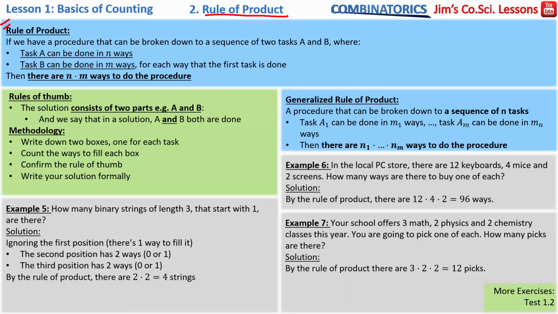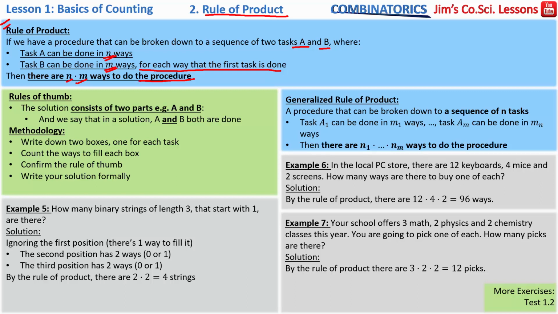The rule of product says that if we have a procedure that can be broken down to a sequence of two tasks, A and B, where task A can be done in n ways and task B can be done in m ways, for each way that the first task is done, and this is important, then there are n times m ways to do the procedure. Now let's see what this actually means.